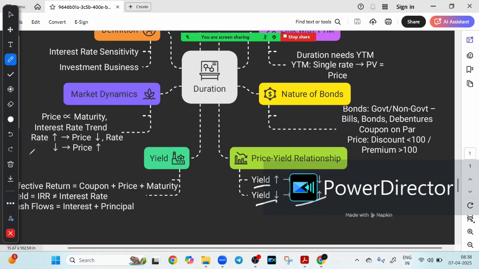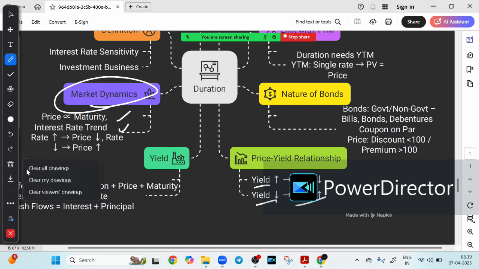If you look at the market dynamics on the left side, what does it mean? Basically, real world impact: bond prices move with maturity, and also with interest rate trends. Why? Because when rates increase, prices decrease. When rates drop, prices increase. So duration helps you navigate this market wave confidently.